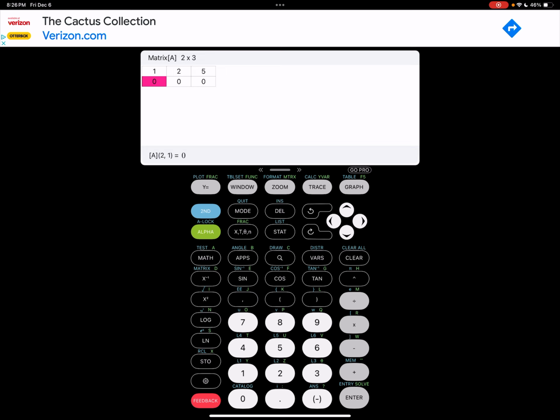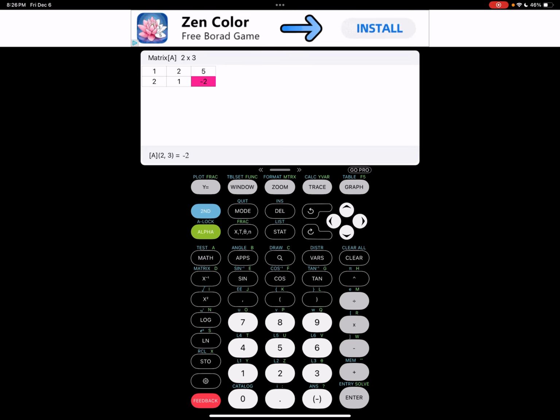So now we're going to the second row. Remember, every time you type a number in, hit enter. 2, enter. 1, enter. -2, enter. And please use the negative sign to plug in the negative. Do not use the minus sign because you will have an error message.